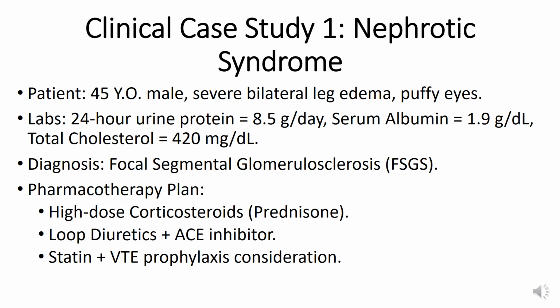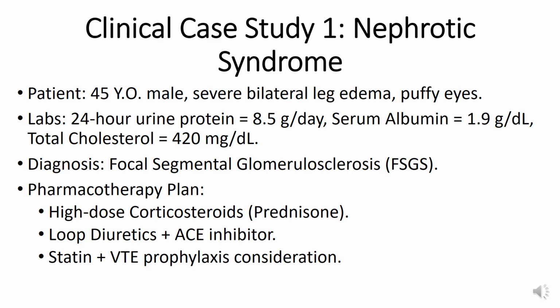His total cholesterol level is 420 milligrams per deciliter. This is markedly elevated. Hyperlipidemia is a classic feature of nephrotic syndrome. The liver increases lipoprotein production in response to protein loss. The result is severe dyslipidemia. Further evaluation confirms the diagnosis. This patient has focal segmental glomerulosclerosis, or FSGS.